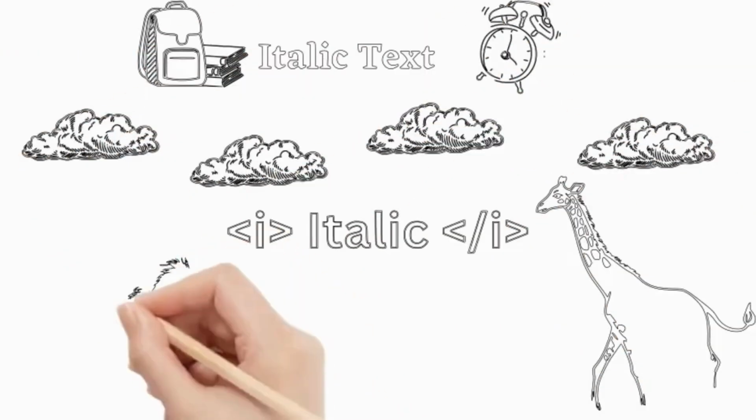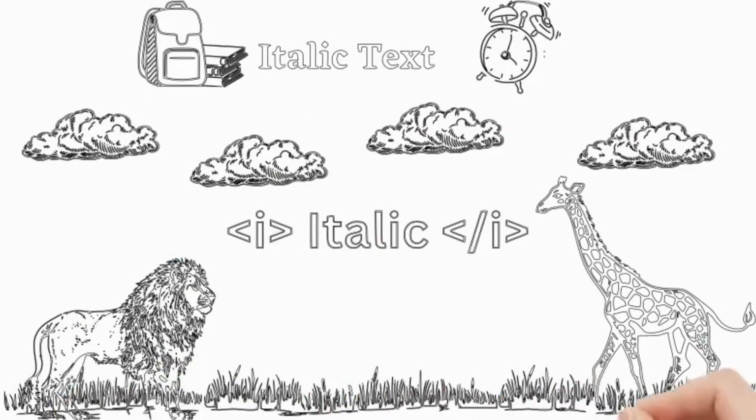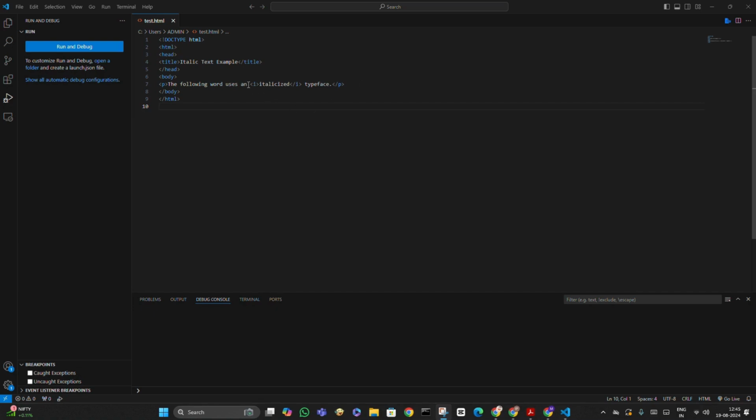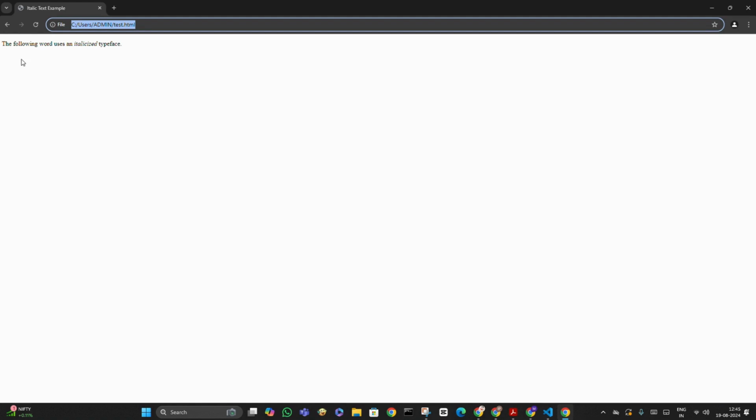Next, let's look at italic text. To italicize text in HTML, you'll use the I element. Here's how you can do it. This will produce the following result. The following word uses an italicized typeface. Italics are great for emphasizing certain parts of your content.